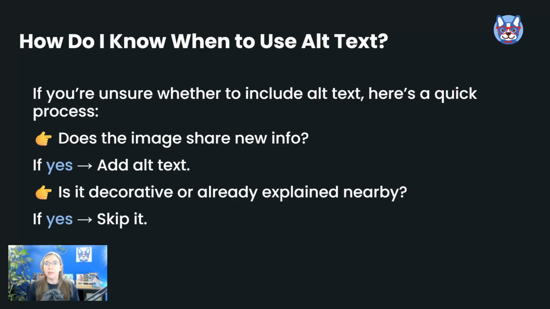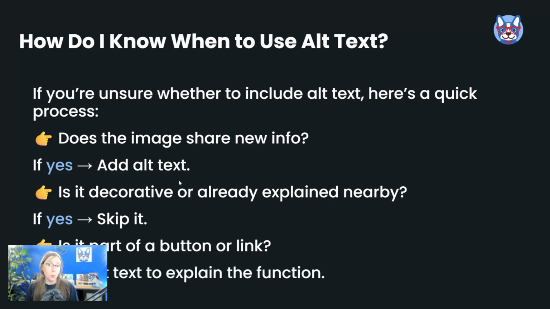So you may have noticed that I didn't say you can add alt text to a scene break image, for example. That is considered entirely decorative. It's something that goes throughout your entire book. It's the same image every time. It's decorative, does not require alt text. If the image is part of a button or a link, then you will always want to use alt text to explain the function of that link or button.